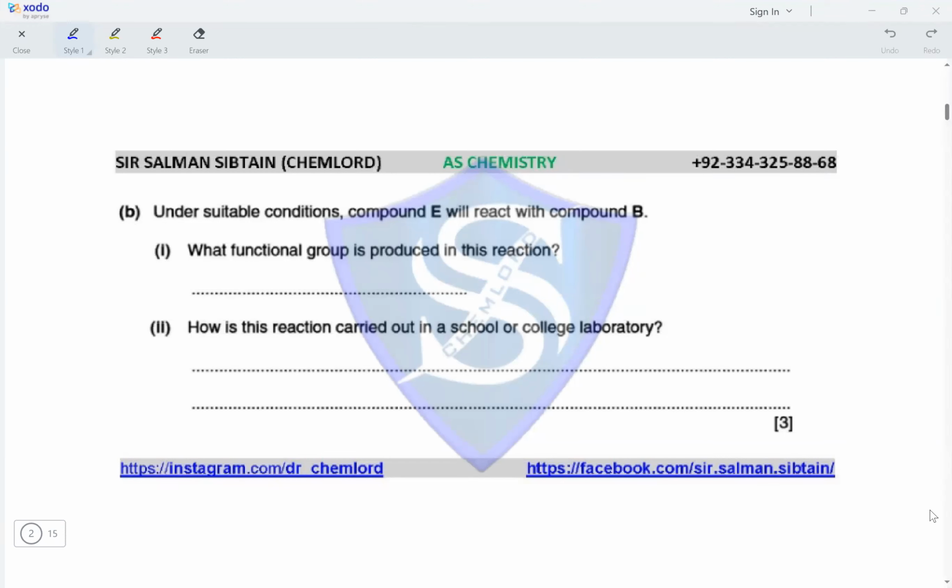Under suitable conditions, compound E will react with compound B. So the compound E is the carboxylic acid and compound B is the diol. What functional group is produced in this reaction? So when a carboxylic acid reacts with an alcohol, the functional group produced is an ester group.